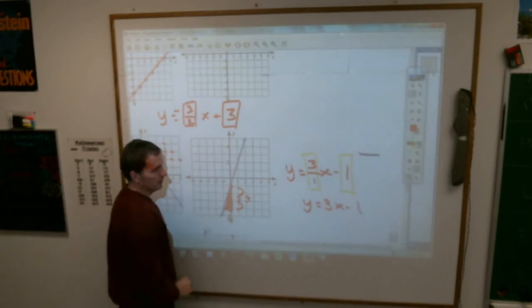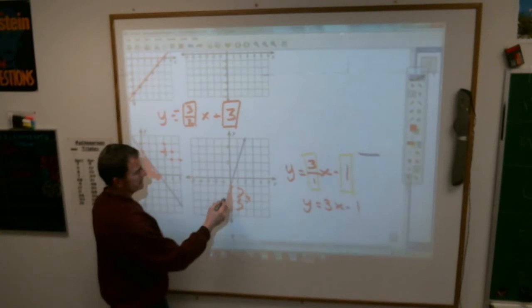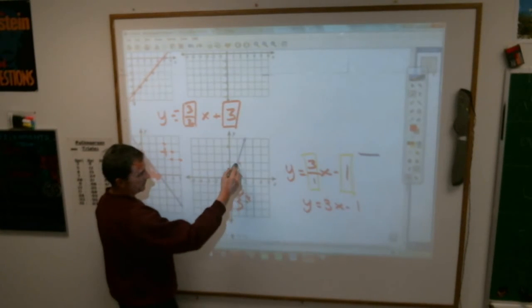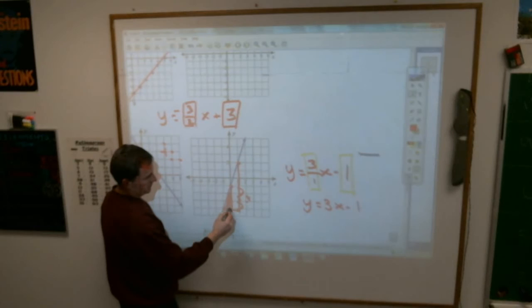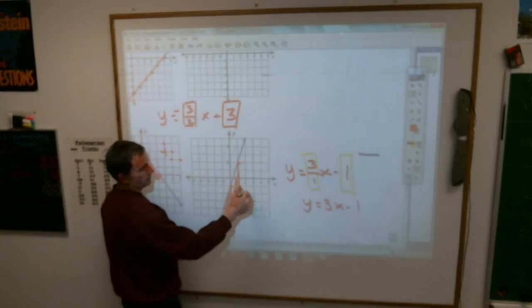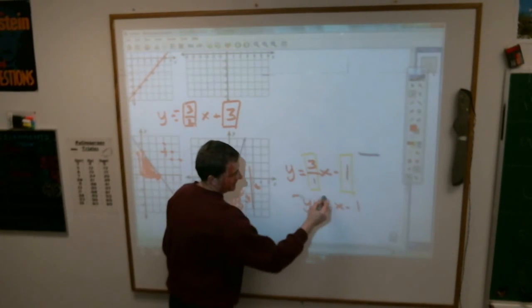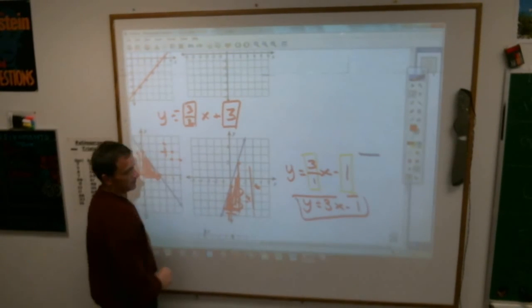You don't have to, you usually don't. You certainly could have picked this point and this point as your triangle, and then look, you get a much bigger triangle. But guess what happens to it? You end up with 6 over 2, which is going to reduce down to that anyway. 3x minus 1.